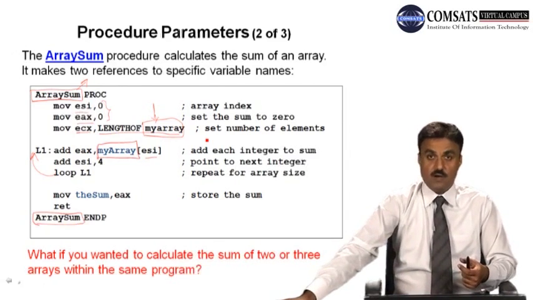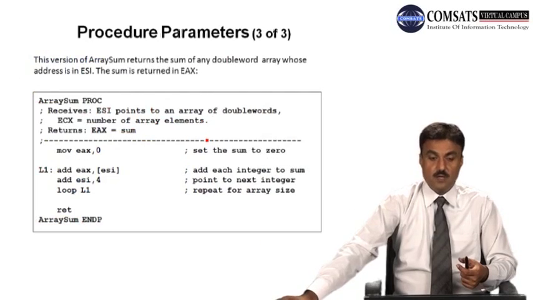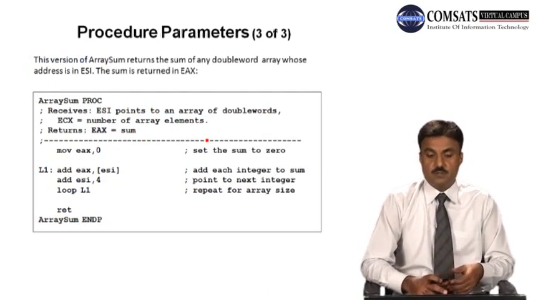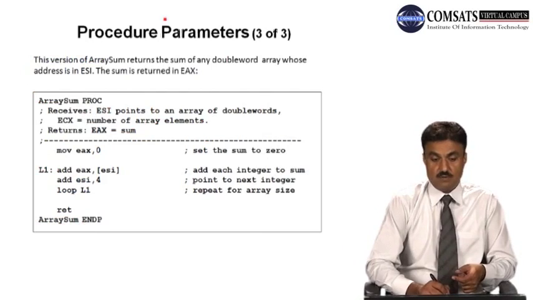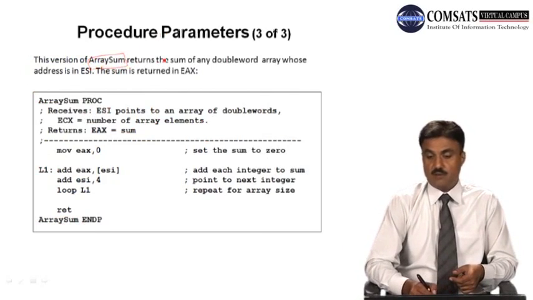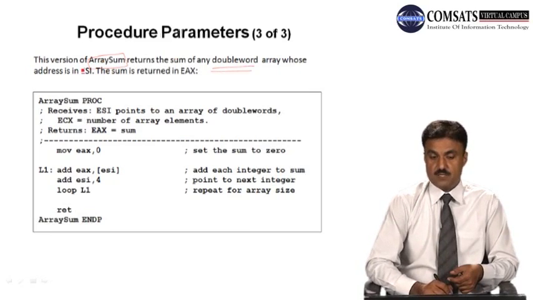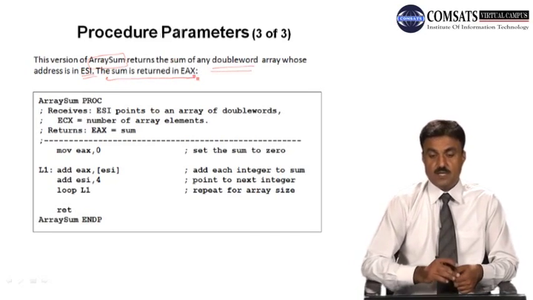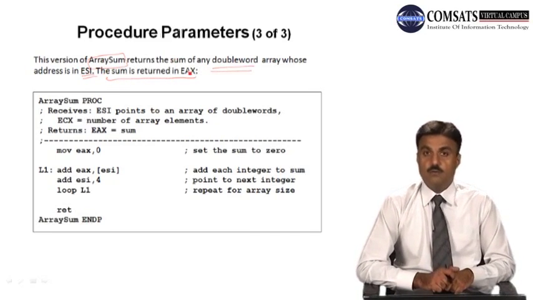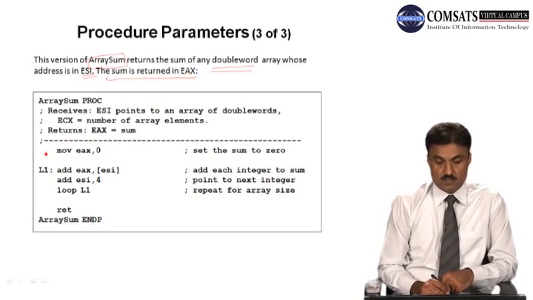So we have to avoid this type of situation. So how can we avoid it? This version of the array sum procedure returns the sum of any double word array whose address is inside ESI. The sum is written in EAX. So this is the procedure, a very small procedure.